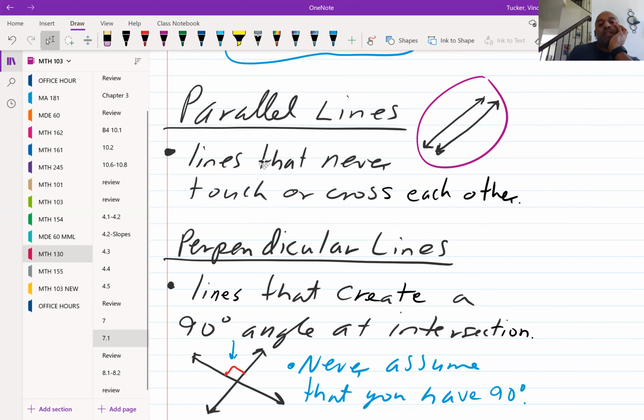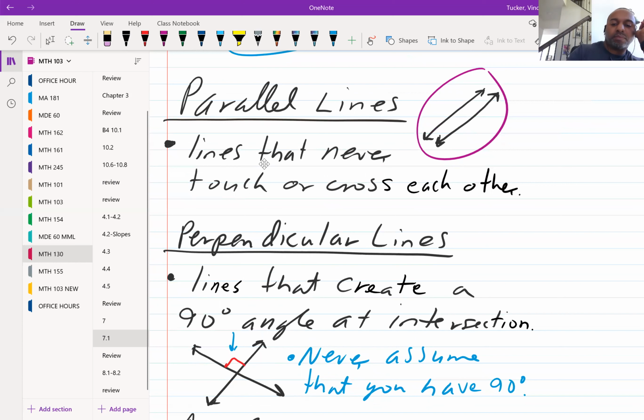Parallel lines are lines that never cross or touch. They're going to have the same incline. We talked about that in this class: when lines have the same slope, they have the same incline. Then perpendicular lines are lines that create a 90-degree angle at the intersection. You can never assume that you have 90 degrees. You have to have some type of indication that it's 90 degrees, so it may be this square or maybe in the directions.